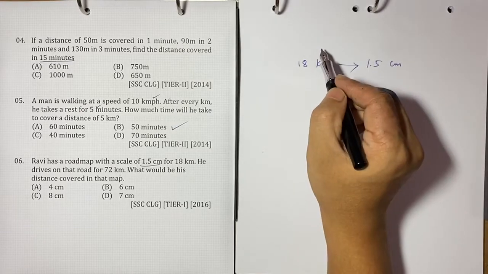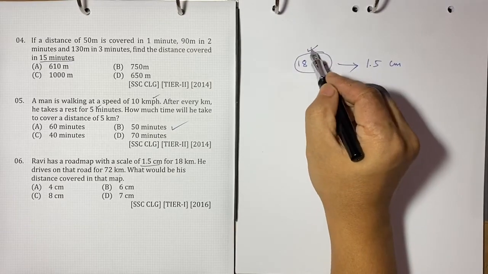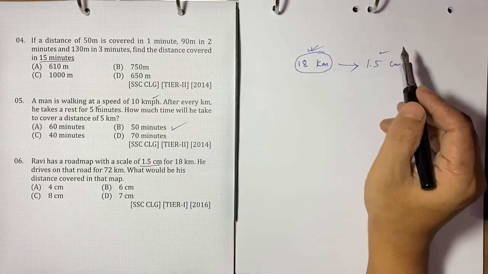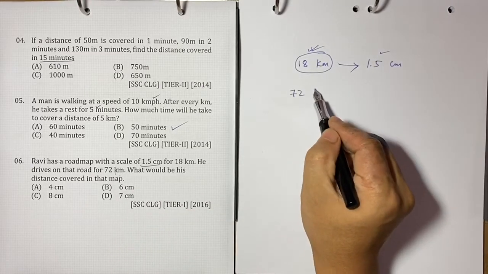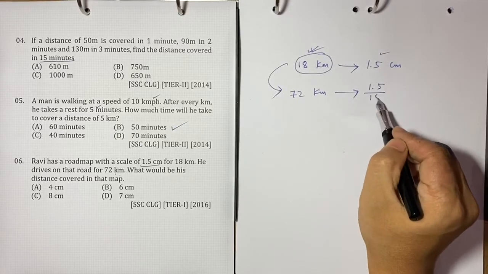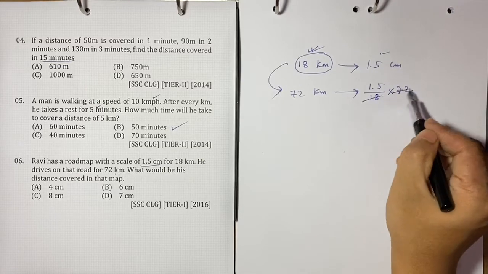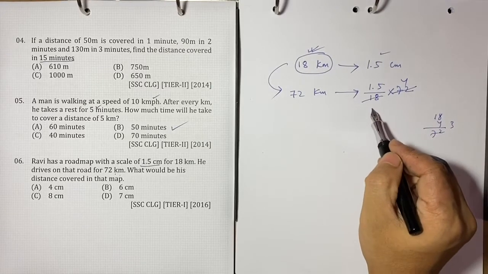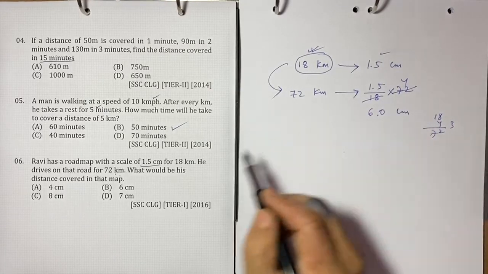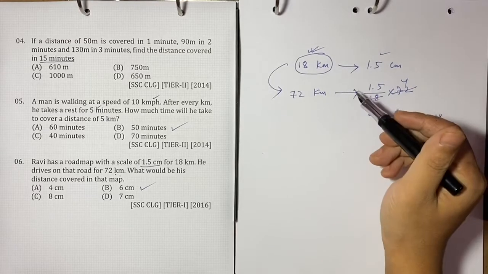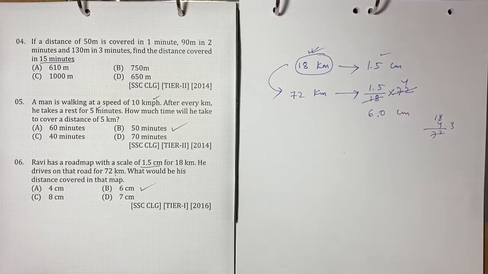This means 18 kilometer in real life is 1.5 centimeter on the map. Let's say 72 kilometer is covered in real life. We use the unitary method: divide and then multiply. So the answer is 6 centimeter. This is a time and distance problem solved with the unitary method.